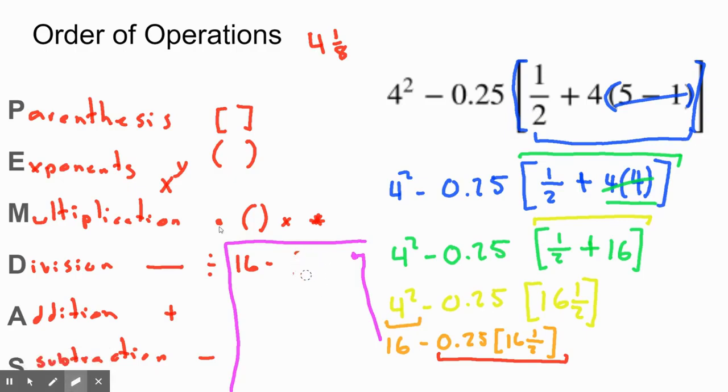Again, I'm not going to go through how we got 33 eighths, but it's just this 0.25 times 16 and a half. Let's try it as a mixed number so it's a little bit easier to deal with. And then all that we have left is some subtraction. We've finished everything else here. So we'll end up with 16 minus 4 is 12, but then we also have the 1/8, so we have 11 and 7/8.